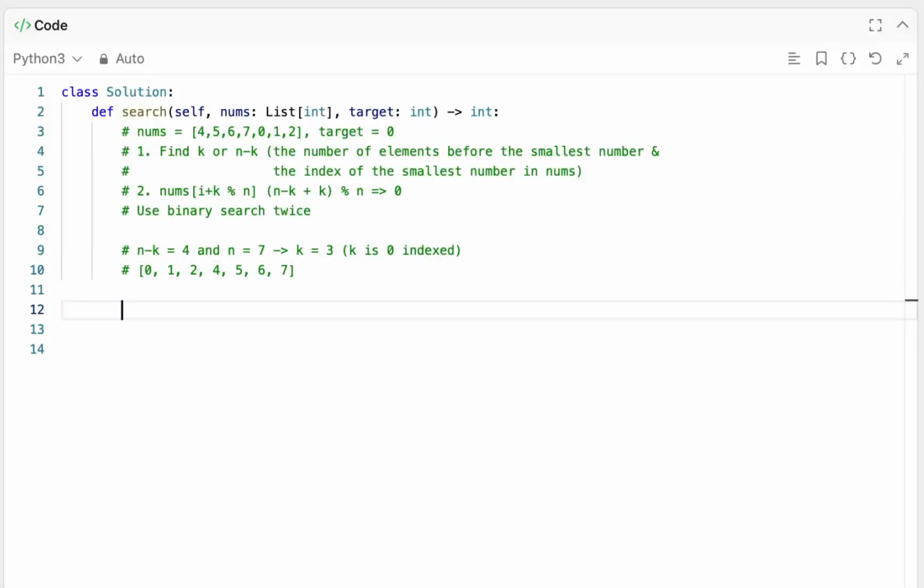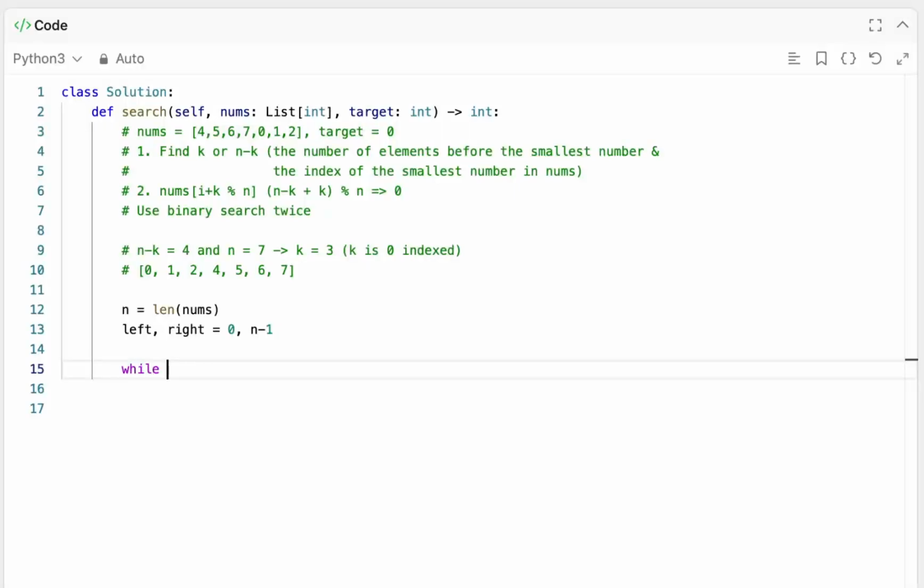Now let me code this one. I'm going to start with left and right. Left is going to be 0 and right is going to be length of nums minus 1. And I'm going to call length of nums n so that we can simply use it later on. There we go.